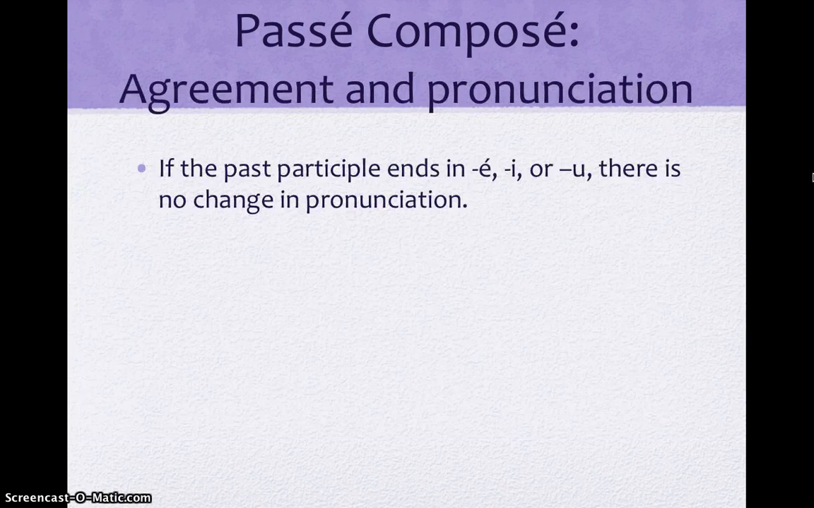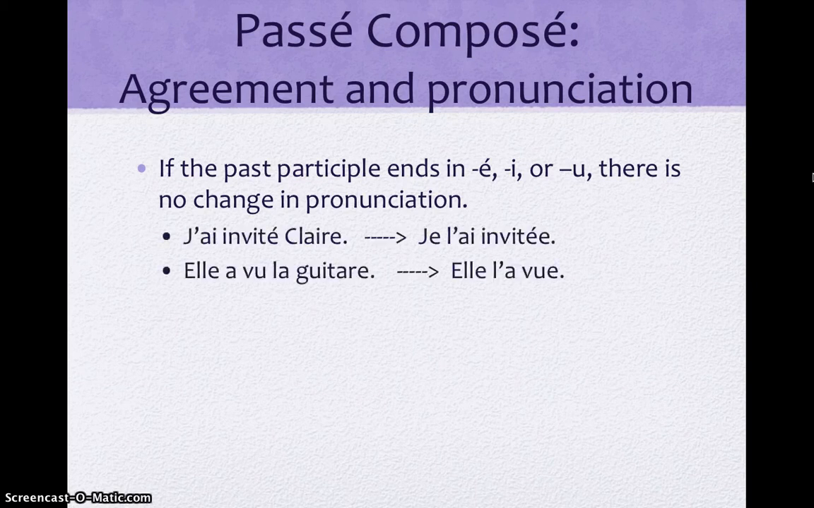When it comes to pronunciation, when we add these letters to past participles that end in E accent aigu, I or U, there is no change in pronunciation. So, j'ai invité Claire is still pronounced je l'ai invitée. Elle a vu la guitare is still pronounced elle l'a vue.